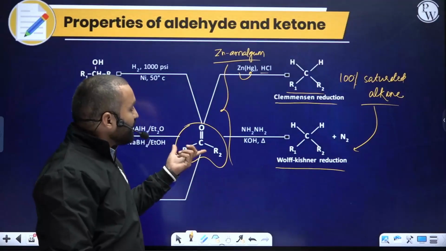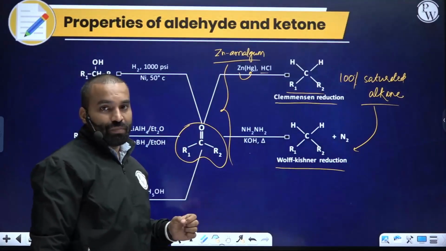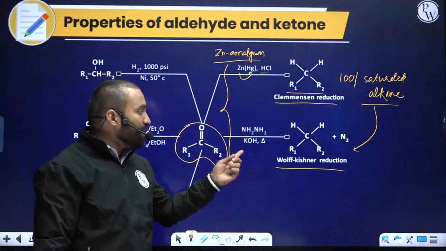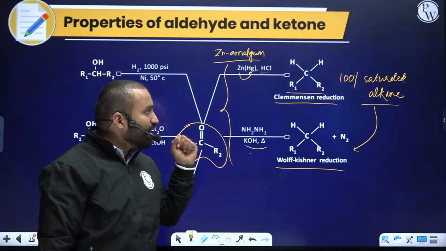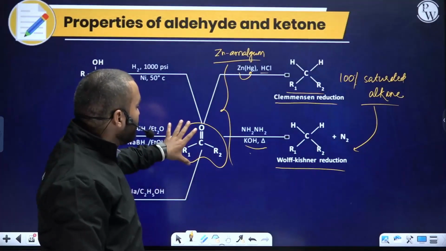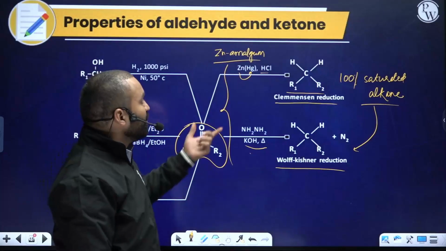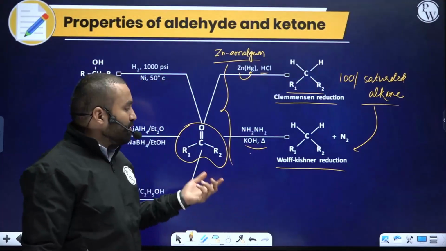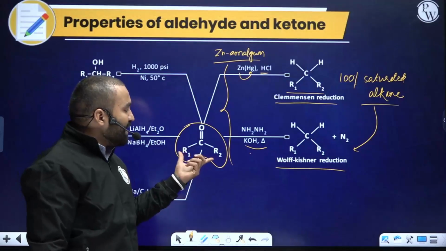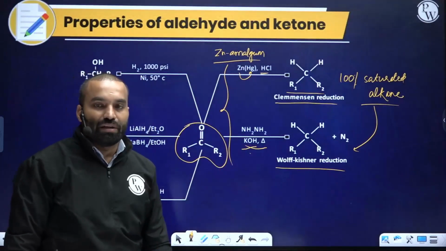If your structure has an acid sensitive group, then you have to go with the Wolff-Kishner reaction, because it is using basic medium. But if you are using a compound which has base sensitive groups, then what are you going to do? You will be using acid medium, because the base sensitive compounds will start reacting with the base, but they are okay with acid presence.